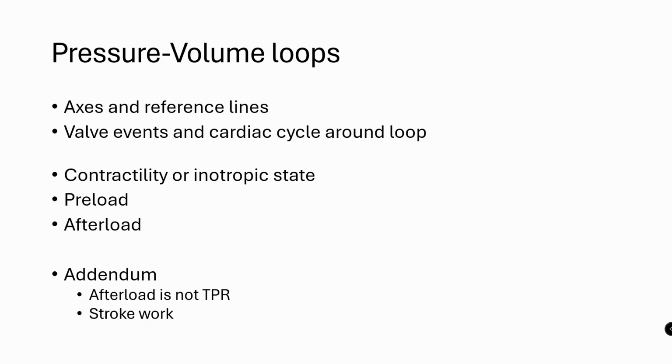I'm going to then come back and do a little addendum where I'm going to talk about afterload and its relationship to total peripheral resistance, and remind you that afterload is something different than total peripheral resistance. And then we'll look a little bit about stroke work and remind us about remodeling of the ventricle as we look at pressure volume loops. So with this in scope, let's get started.